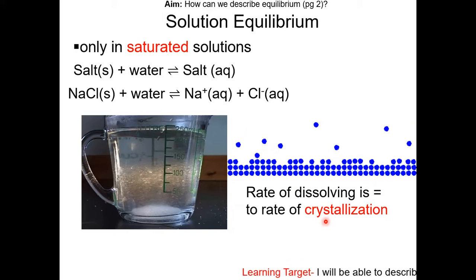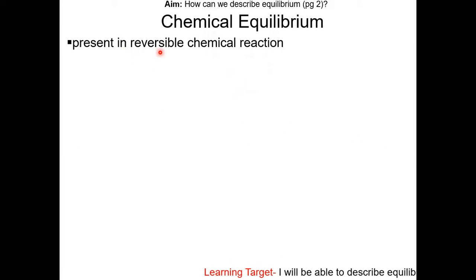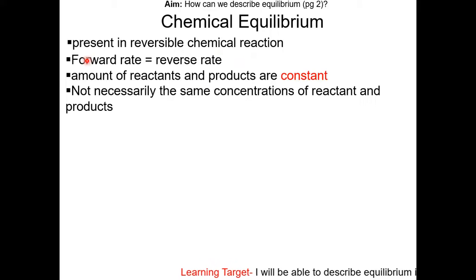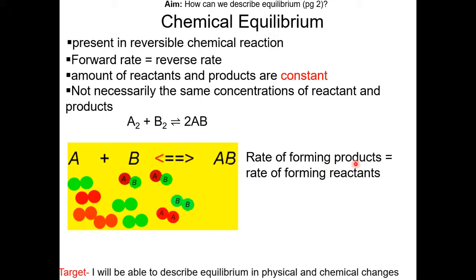The next type is chemical equilibrium, which is present in a reversible chemical reaction. The forward rate is equal to the reverse rate. The amounts of reactants and products are constant, though not necessarily the same concentrations of reactants and products. Here's a GIF to show chemical equilibrium. The rate of forming products is equal to the rate of forming reactants.